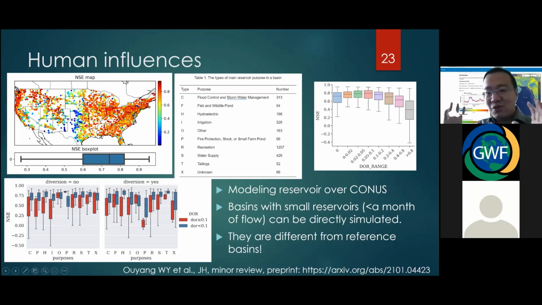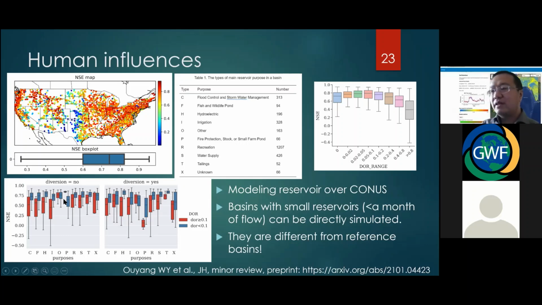Actually, the basins with reservoirs behave better than those without reservoirs. And I think about this, the reservoirs somewhat serve the purpose of a storage, like a buffer, right? So it makes it easier to predict. But as the reservoirs get larger and are able to modulate, regulate across seasons, then the performance starts to go down because the model actually cannot fully anticipate how these large reservoirs operate. But for the small reservoirs, they do very well.